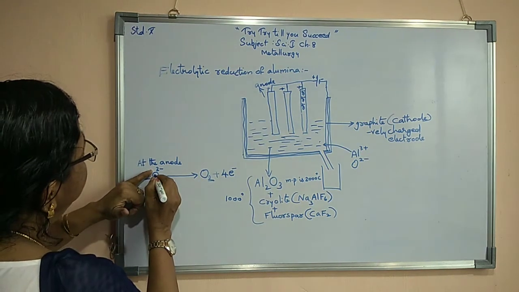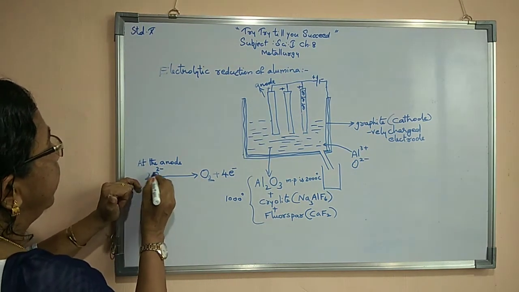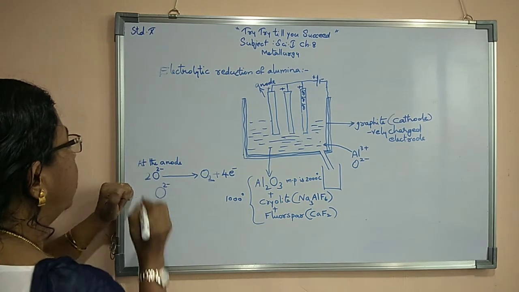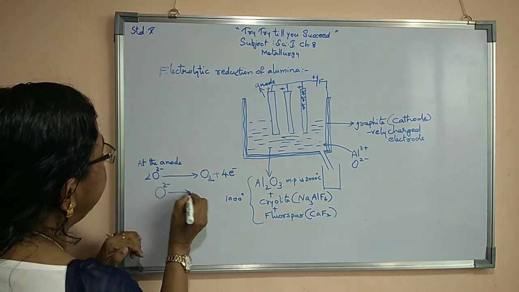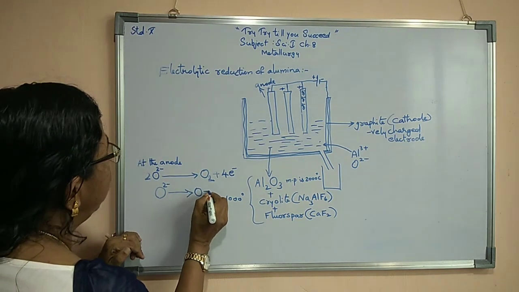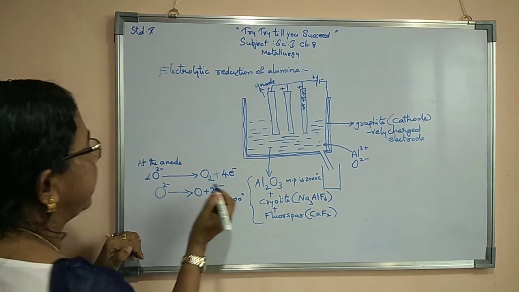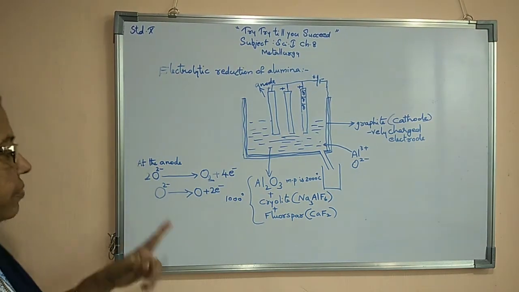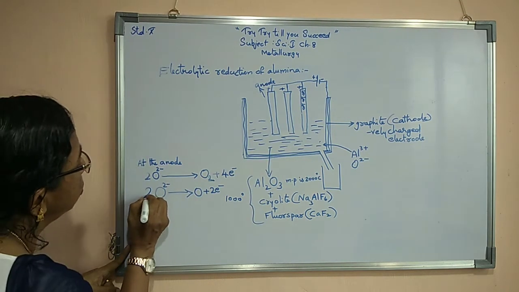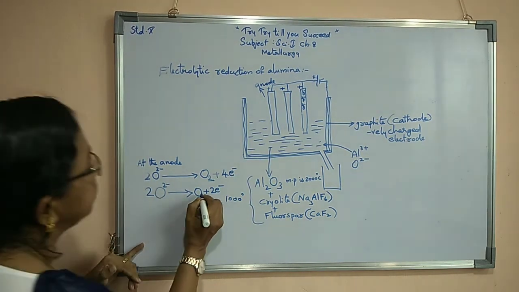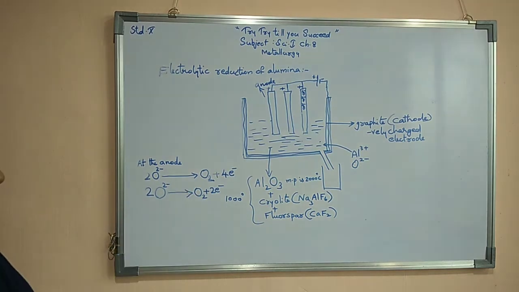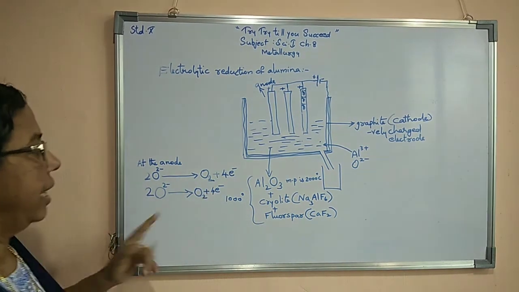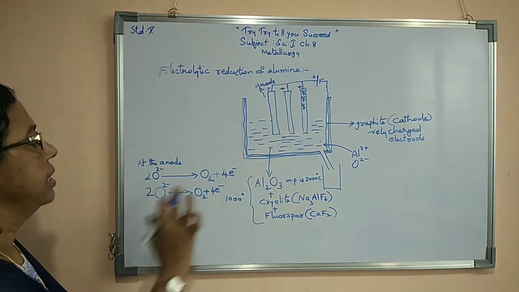Now I will show you a single one also. Oxygen 2 minus gives a single O and 2 e minus. But such a single O never exists. Because of that, we have to use 2 oxygen ions. As a result, O2 is formed, and there will be 4 electrons. Then the equation is balanced.